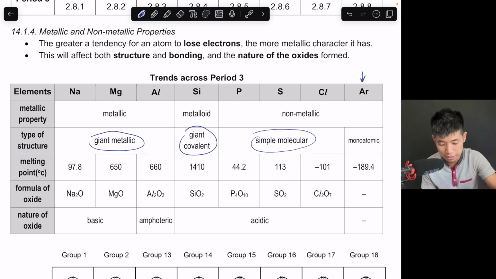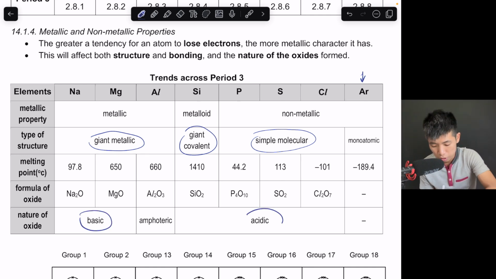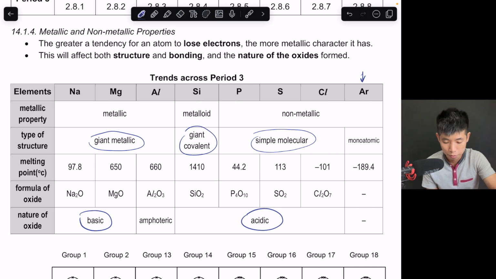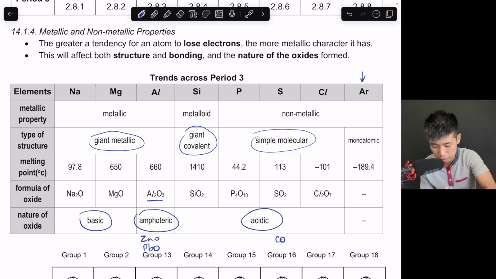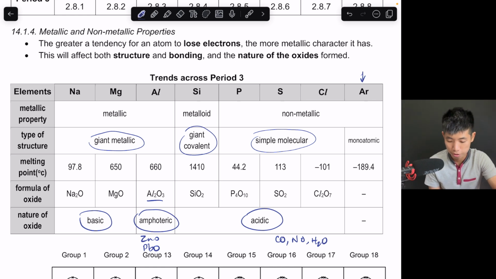And then in the chapter of acids and bases, we talk about oxides, right? Metal oxides are basic, non-metal oxides are acidic, with some exceptions. Zinc oxide, aluminum oxide, and lead(II) oxide belong to the amphoteric group, whereas your CO, NO, and H2O belong to the neutral oxides. But if you look in general, your oxides will go from basic to amphoteric to acidic.